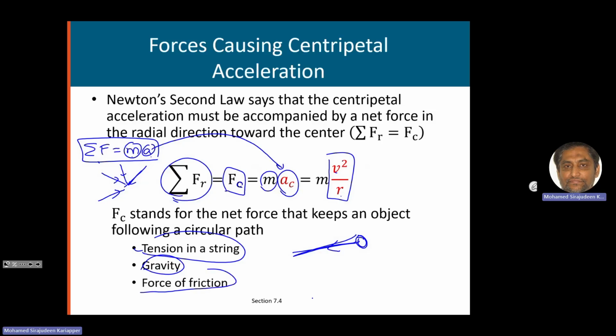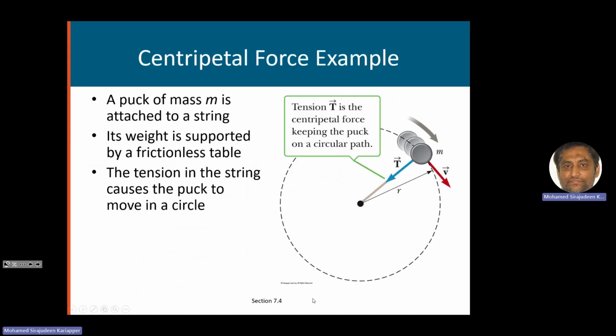Friction force also can be a centripetal force. It's like when we have a car, or we will come to that example in the next slide. So let's look at this one: the tension in the string. You take a string or a rope, tie it to a disc, and let it rotate on a flat horizontal table. And as this is rotating, say it's going clockwise, it is describing a circular path.